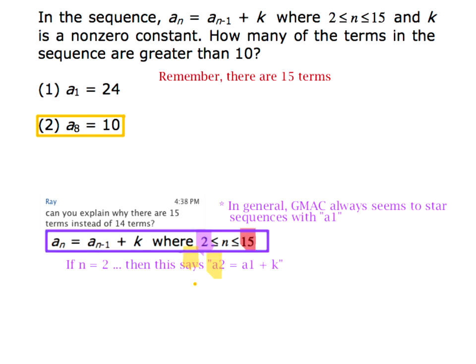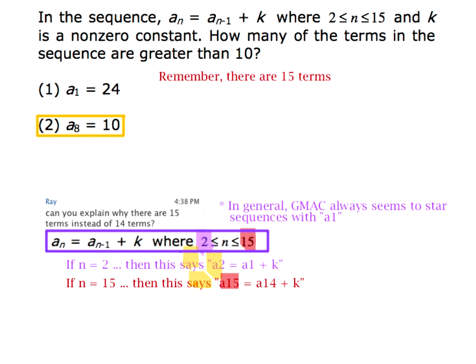Just from what is in this purple box, you already know that there are 15 terms. It has nothing to do with what they tell you about A1 or A8. You just look at the lowest and highest ends and see what you need for those to be meaningful. If n is 2, then you need an A2 and an A1. And if n is 15, which is the top value, then this says A15 is A14 plus K. So in order for this to mean anything at all, we have to have terms 1 through 15. So we have 15 terms.